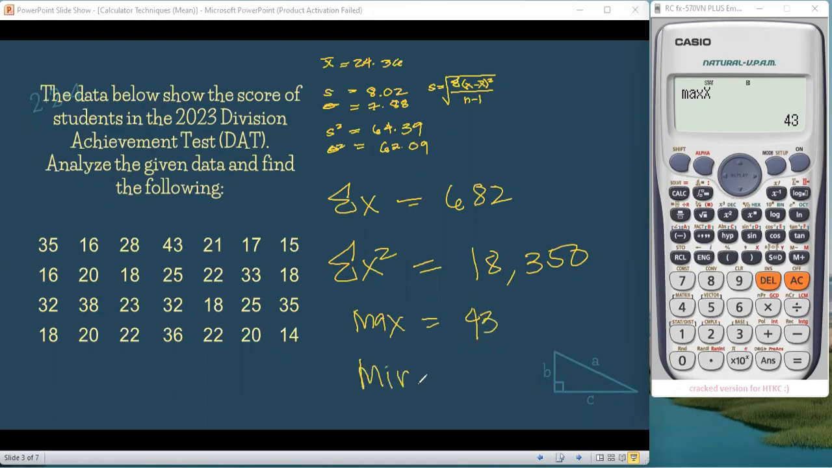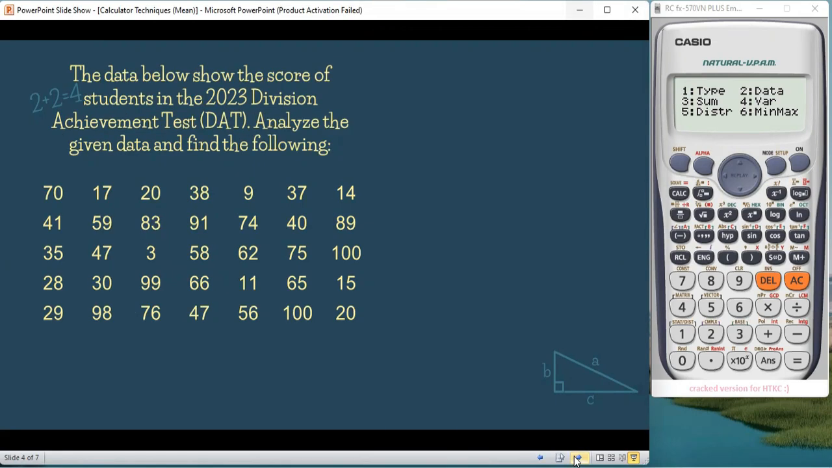And si minimum po natin is, easy po ulit, shift 1. So that is 6. And minimum, so 1 ulit. So that will give us 14. So given po, my dear students, that we have the maximum and the minimum, pwede na nating ma-solve si range din. So we have range, maximum value is 43, minus the minimum value is 14. So let's proceed to this example.